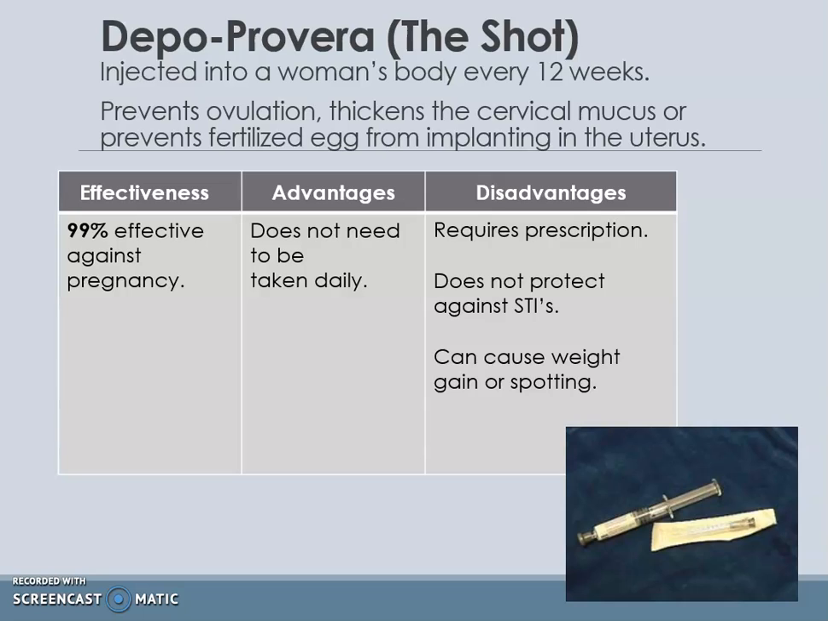There's another hormonal birth control method called the Depo-Provera, which is just a shot. So it's a shot that's injected into a woman's body every 12 weeks, so every 3 months. And this is also 99% effective against pregnancy. It does not need to be taken daily, which is an advantage, but it does require a prescription, and you do have to get a shot every 12 weeks. It does not protect against STIs and can cause some weight gain and can cause some spotting, which is bleeding between periods.